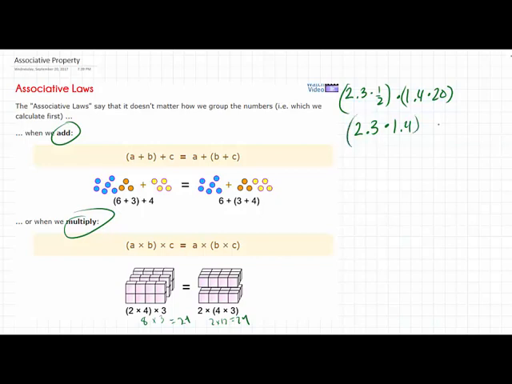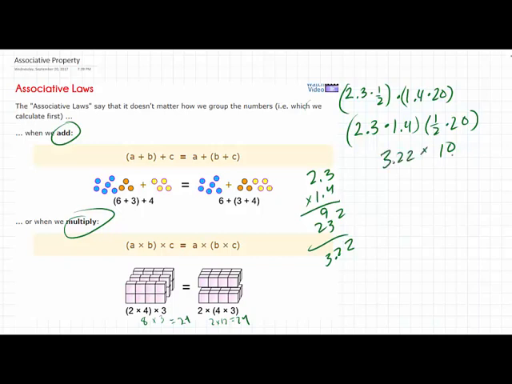And whether or not I group them up like that, it doesn't really matter. But I can group up the 1/2 times 20. So 1/2 times 20, half of 20 is 10. And then we'll still have to do the multiplication for the 2 and 3/10 times 1 and 4/10. Okay, so we'll get 3 and 22/100 times 10, which is going to be 32 and 2/10.